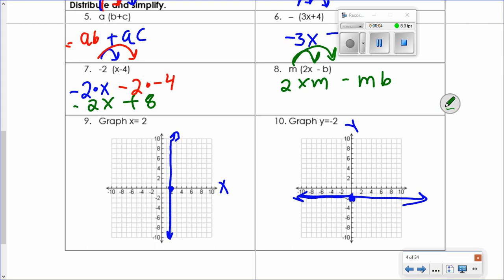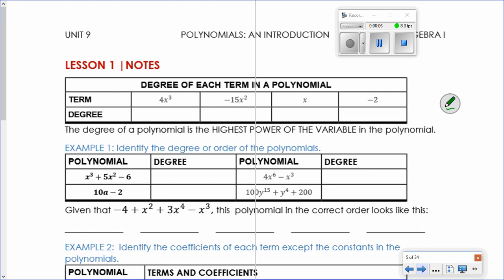All right. So we're doing polynomials. The first thing we're going to go over is how you tell the degree of a polynomial. So right above that, I want you to write this function. 4x cubed minus 15x squared plus x minus 2.